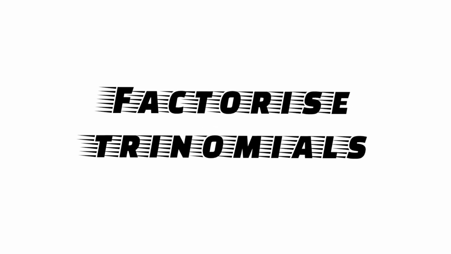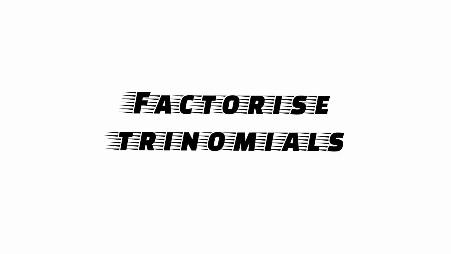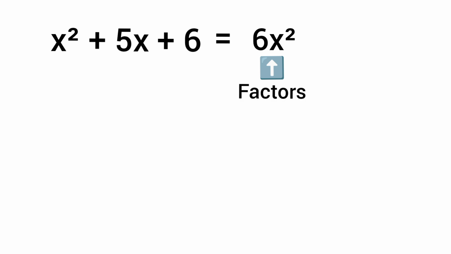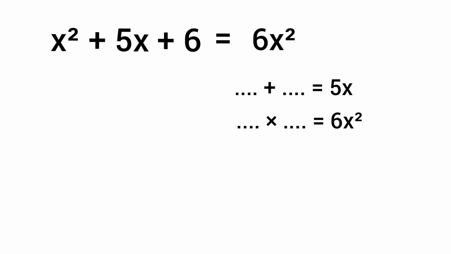Now let's factorize trinomials. A simple example is x squared plus 5x plus 6. The first thing we have to do is to multiply the first term and the last term. That is x squared times 6, and that will give us 6x squared. Next is for you to find the factors of 6x squared in such a way that when you add up those factors, it will give you the second term, which is 5x. Then when you multiply the factors, it will give you 6x squared.